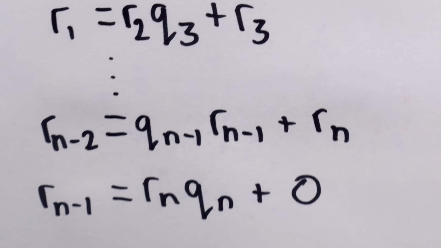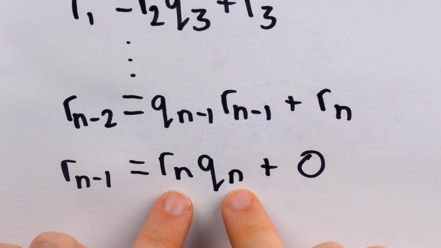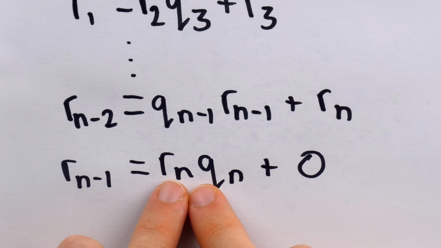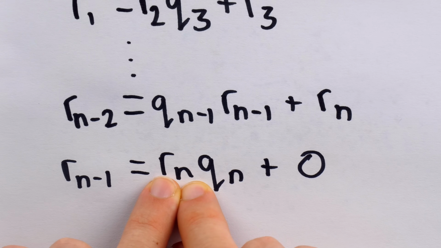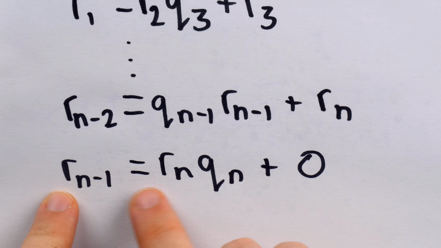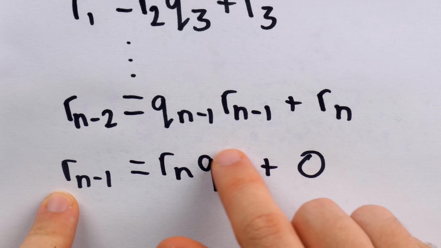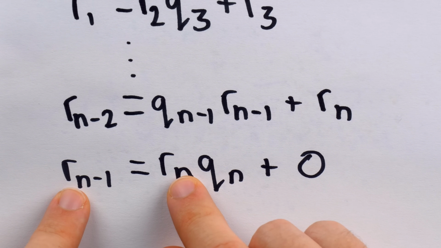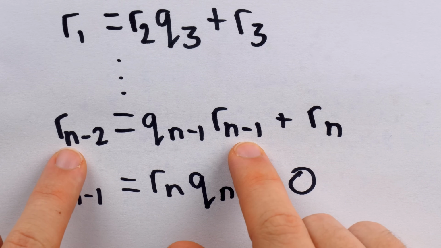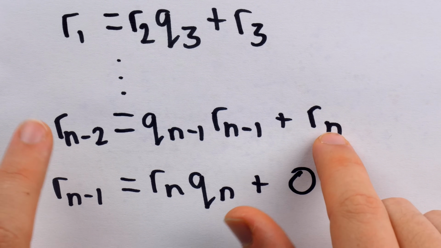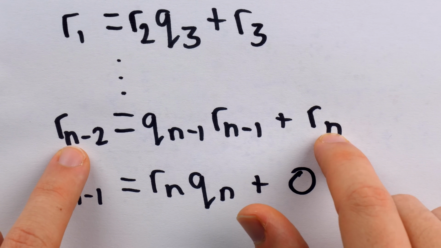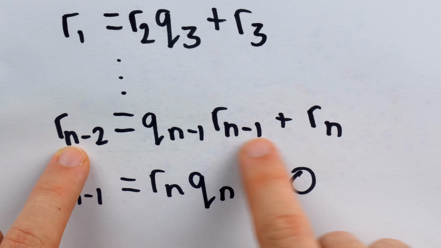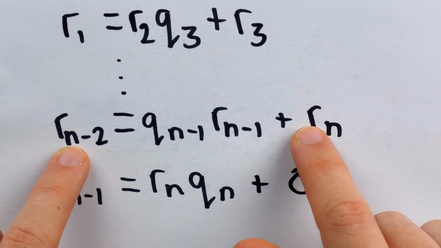And that's easy to see now that we have the steps of the algorithm written out. From this last equation, we see clearly Rn is a divisor of R(n-1), because Rn times this integer Qn is equal to R(n-1). So Rn divides R(n-1). But then, from the previous equation, we clearly see that Rn divides R(n-2), because both of these things on the right side are multiples of Rn.